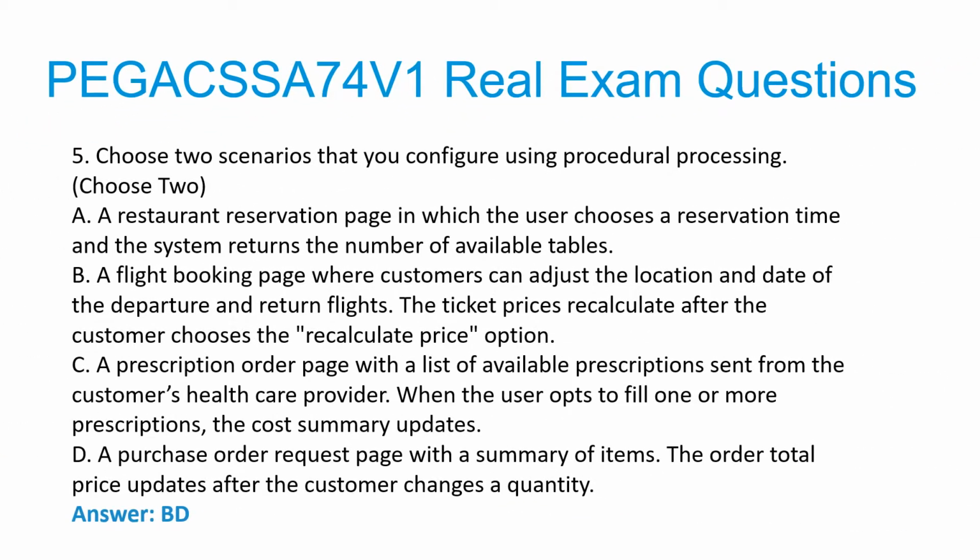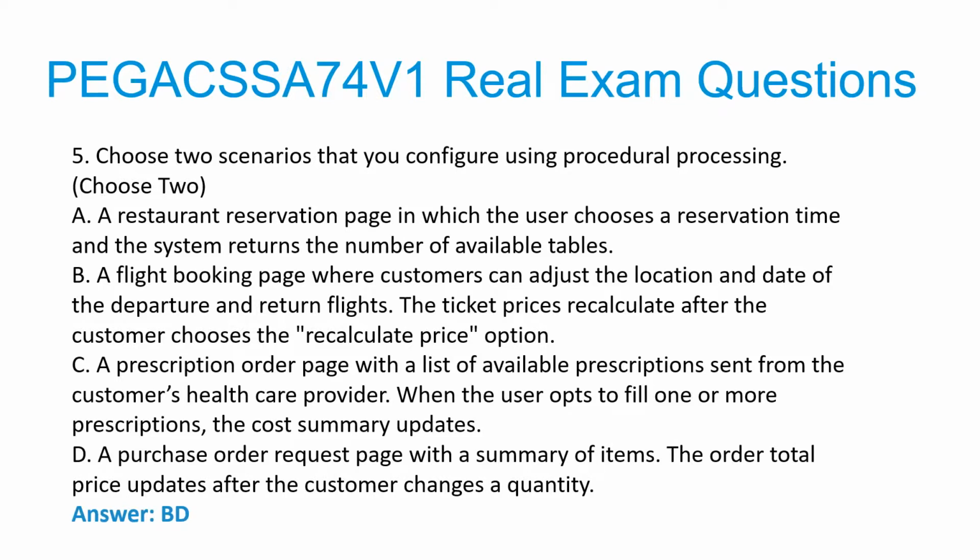5. Choose 2 scenarios that you configure using procedural processing. A. A restaurant reservation page in which the user chooses a reservation time and the system returns the number of available tables. B. A flight booking page where customers can adjust the location and date of the departure and return flights. The ticket prices recalculate after the customer chooses the Recalculate Price option.